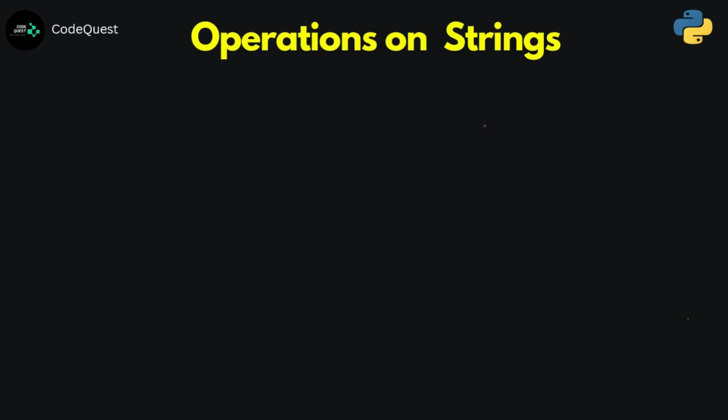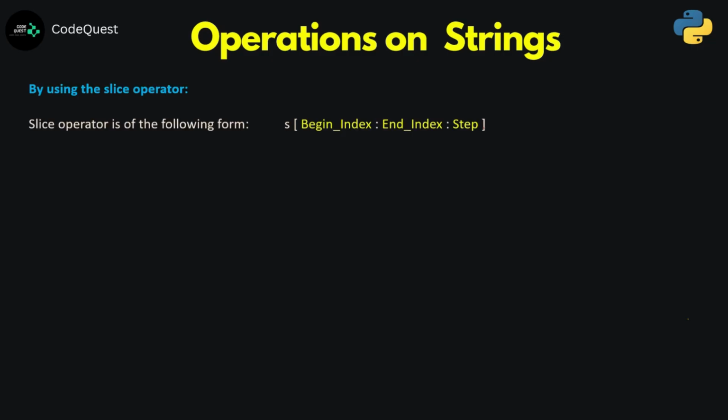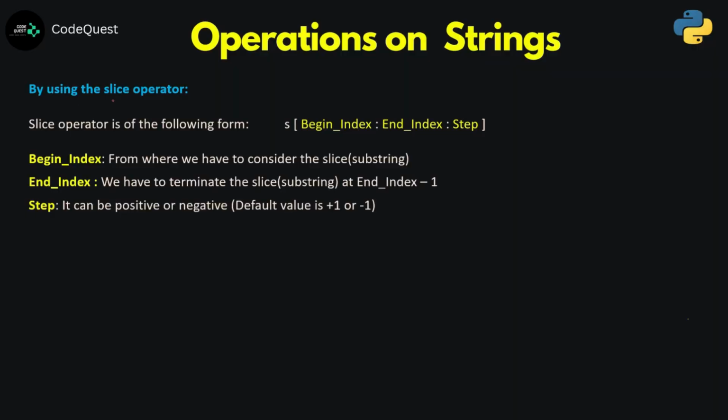Now, the other way of accessing the characters present in a string is by using the slice operator. In the slice operator, we basically make use of two colons. The first colon is going to separate two parts, the beginning index and the end index, and the second colon is going to separate the end index and the step value. So what are these begin index, end index and step?